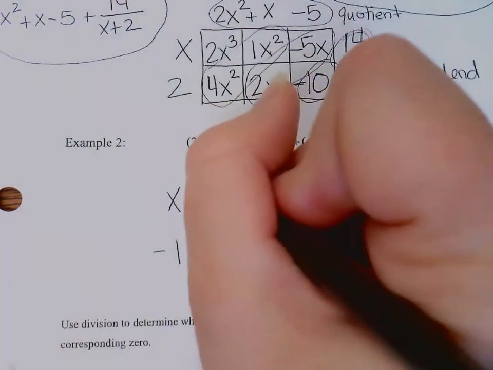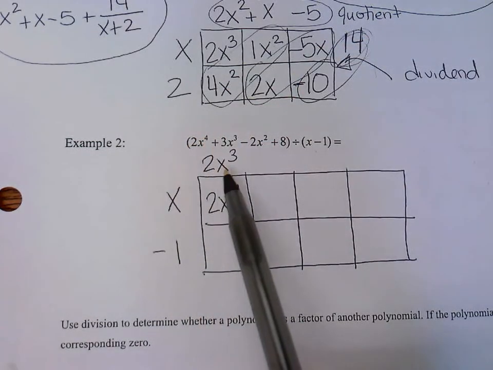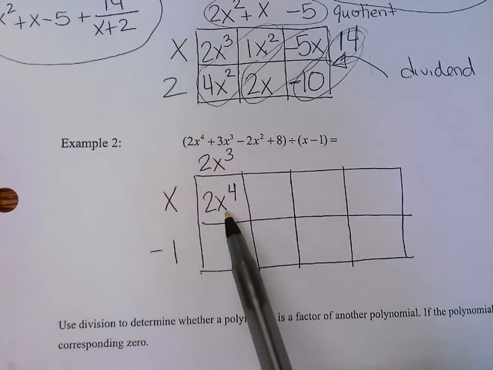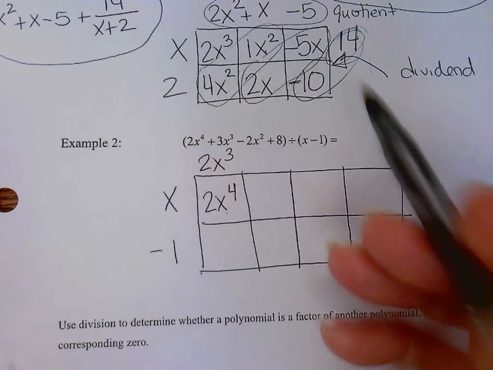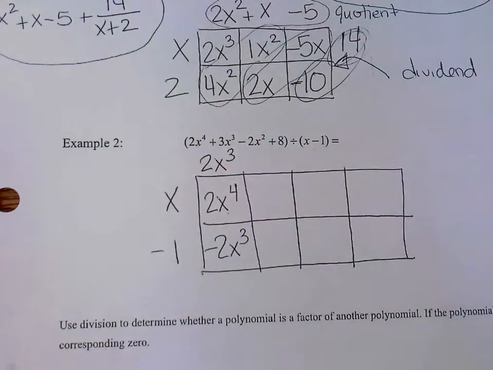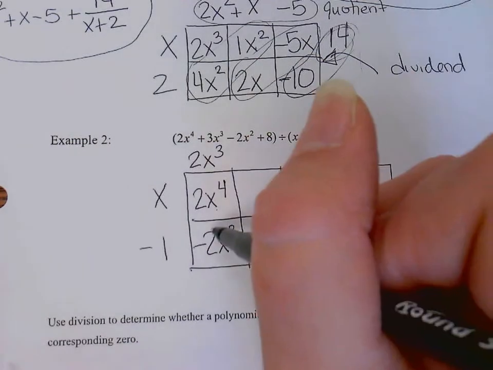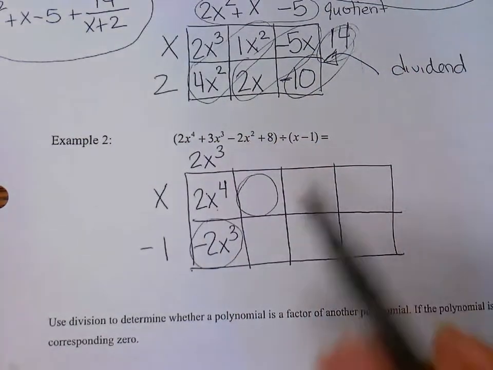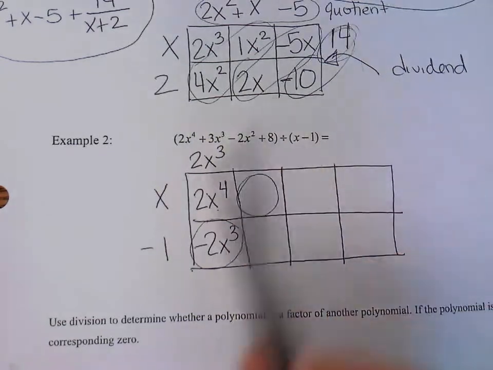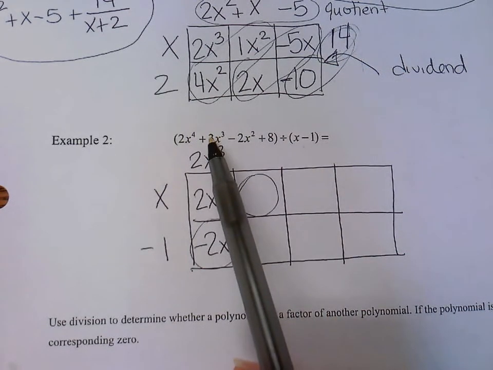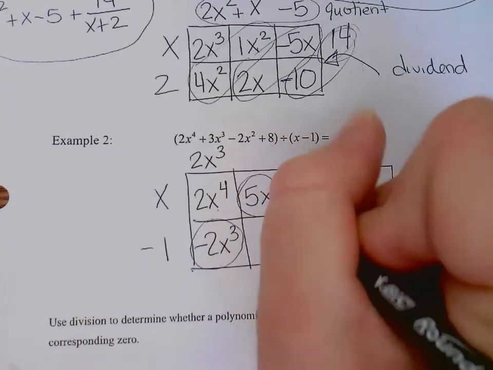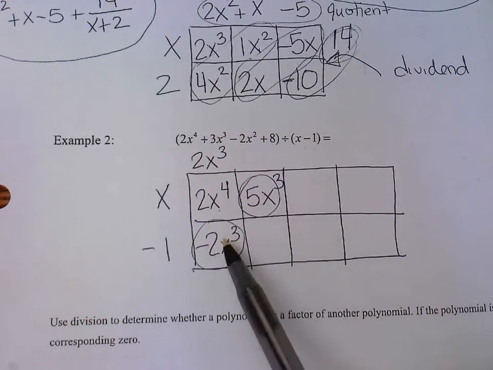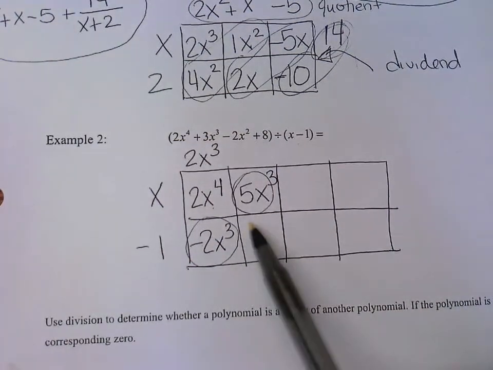So I want to put 2x cubed up top because 2x cubed times x is 2x to the 4th. So then I follow that through. 2x cubed times -1 is -2x cubed. Now I'm going to look at the diagonal boxes. I want to get positive 3x cubed as my dividend. If I need 3 of them, and I currently have -2 of them, I need positive 5 of them, right? 5x cubed. So 5 and -2 will add up to the positive 3 that I need.